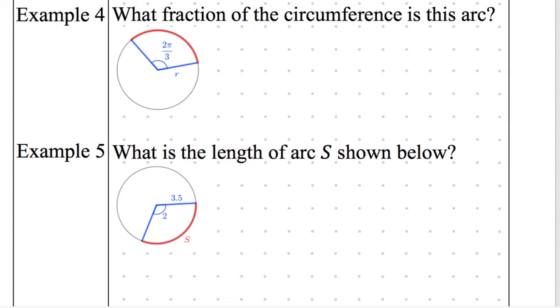So the fraction here, let's write out the general formula. Fraction is going to be our angle, our theta, divided by the total. So our fraction is going to be equal to, well, our theta is 2 pi over 3. So let's fill that in, 2 pi over 3.